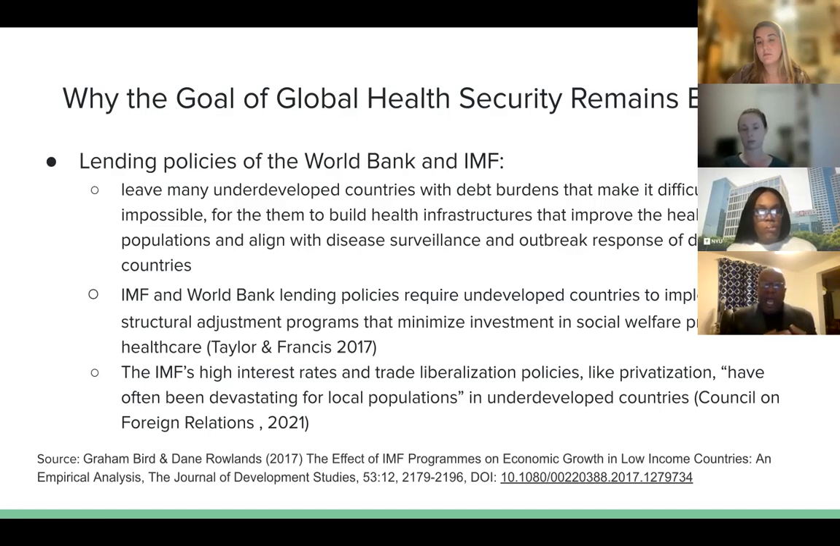So high interest rates and trade liberalization policies like privatization have affected the local populations in underdeveloped countries, and this is making it very difficult for the economies of those countries to grow in order for them to respond to the needs of their populations. And as such, they're not able to create healthcare systems that respond to this global health security goal.